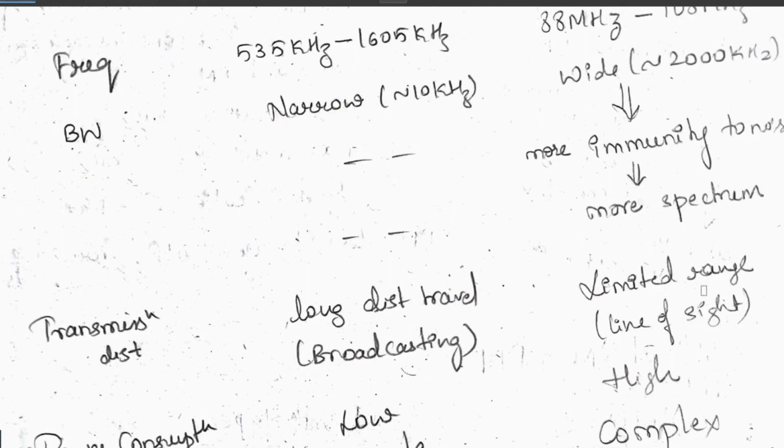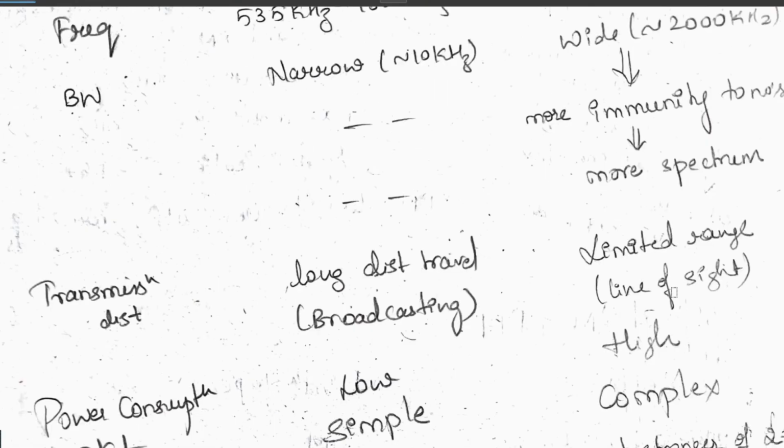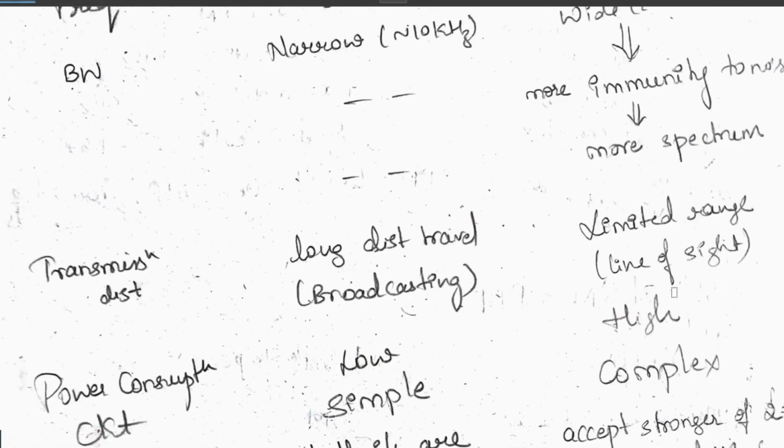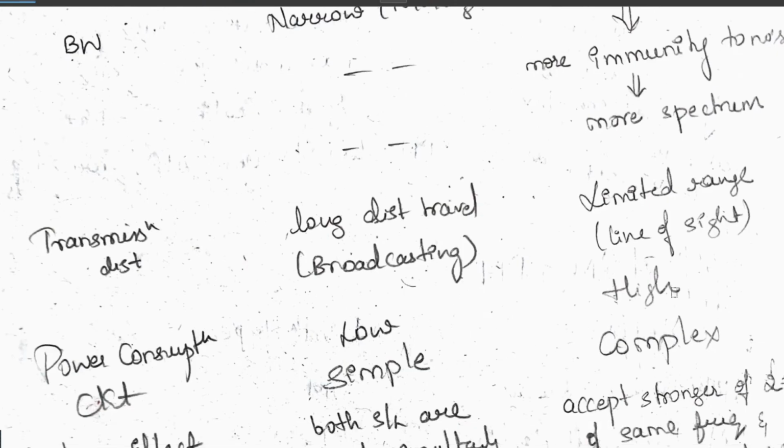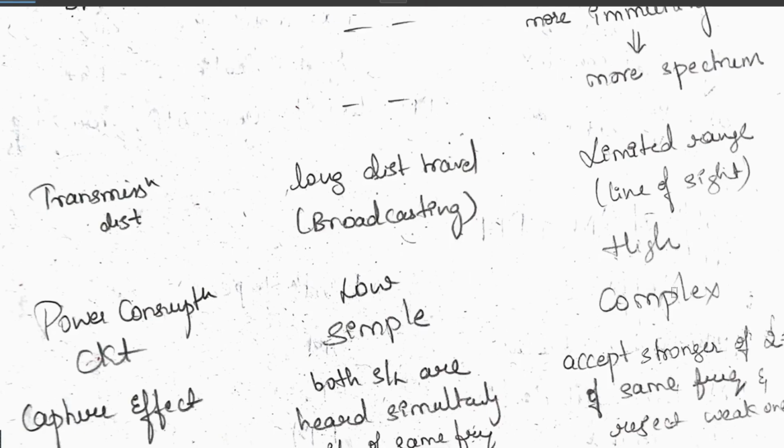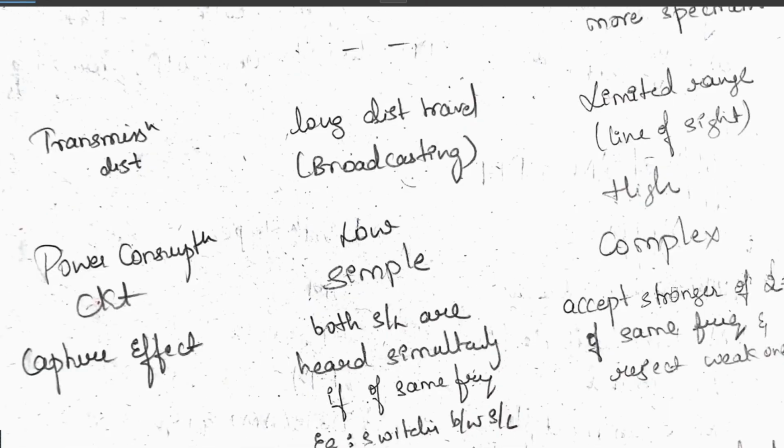This is already explained. Next is transmission distance: longer distance is traveled by AM, hence it is used in broadcasting. Here it is a limited range, line of sight for example. Power consumption, here it is low, there it is high. Circuit is simple, circuit is complex.